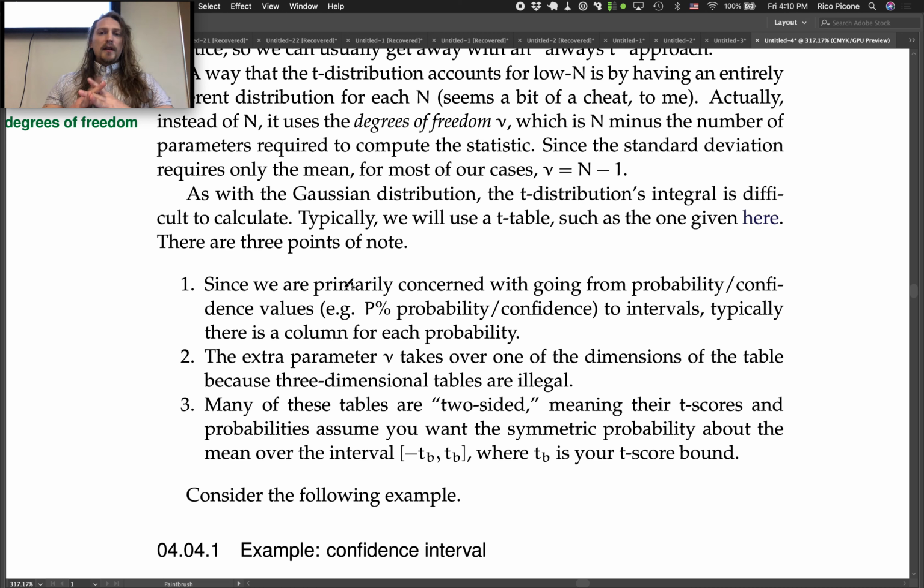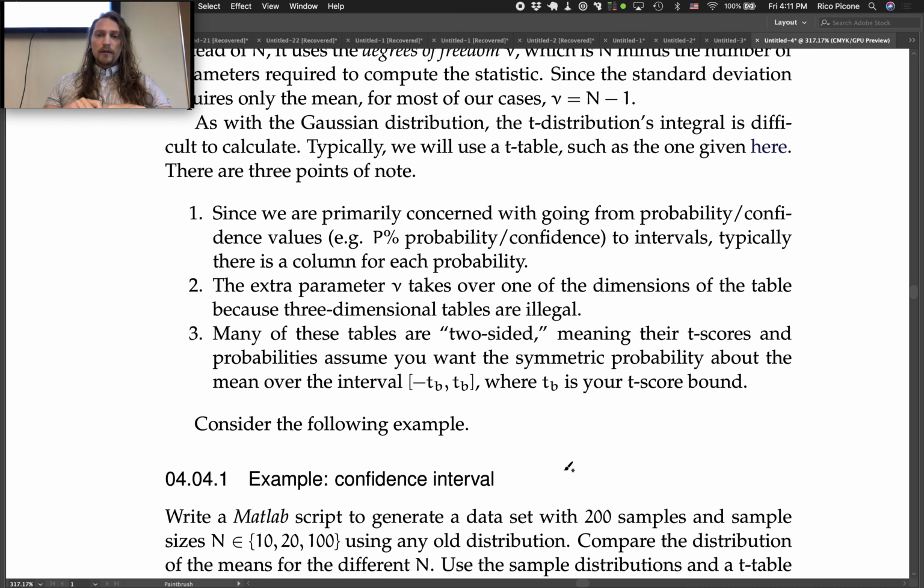As with the Gaussian distribution, the t-distribution's integral is difficult to calculate. Typically, we'll use the t-table, which is the one given here. There are three points of note. So we are primarily concerned going from probability or confidence values to intervals. Typically, there is a column for each probability, as in the one that we just looked at. The extra parameter, nu, takes over one of the dimensions of the table because three-dimensional tables are illegal. Remember, for the Gaussian table, we had each row corresponding to a tenth decimal point, and then the hundredth counting for the second decimal point. We have had to get rid of that because we needed one of the dimensions to be for the degrees of freedom.